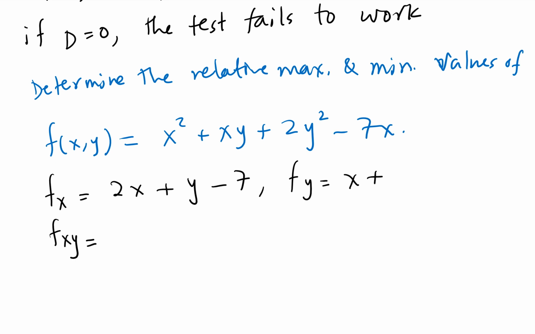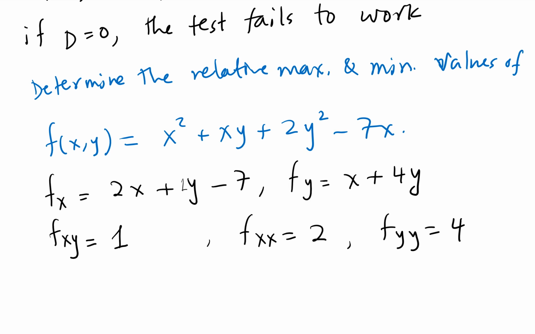It's x plus 4y minus 0. So the derivative of 7x is 0. So for f sub xy, you find the derivative of f sub x with respect to y, which is 0 plus 1 minus 0. And if you want to find f sub xx, it's the derivative of f sub x with respect to x again, which is 2. f sub yy is 4.